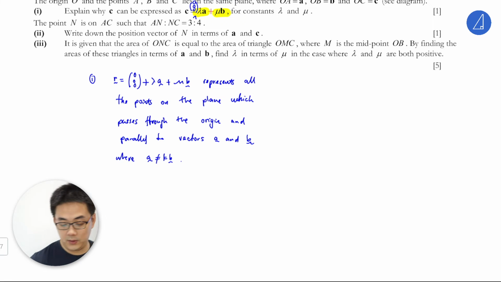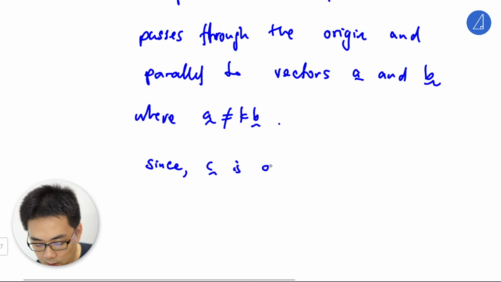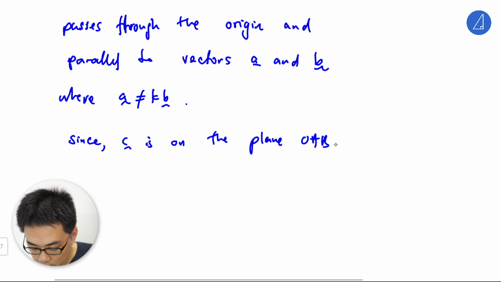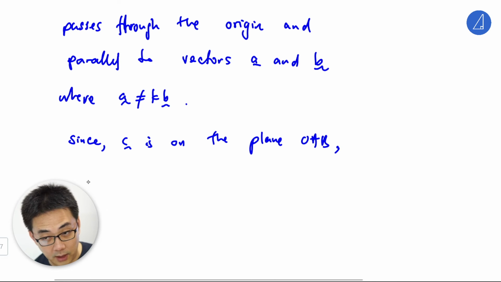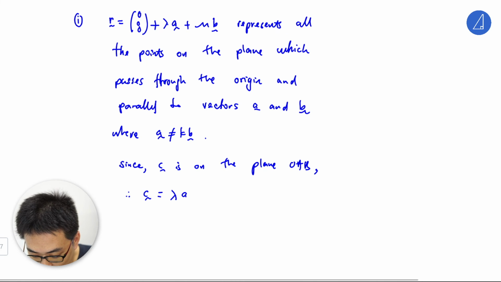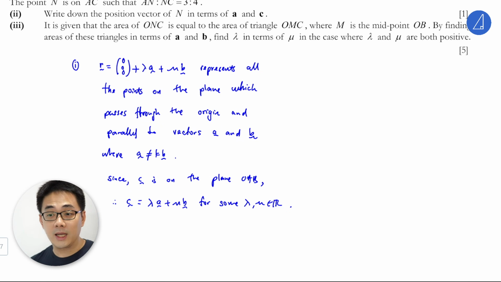Since C is on the plane, OA, B, or you can write coplanar. The 1 mark is for the coplanar. So hence C is equal to lambda A plus mu B, for some real values lambda and mu. Okay, 1 mark. You don't need to write everything here, but this is as precise as you can get already. So I write down everything that I think is required.